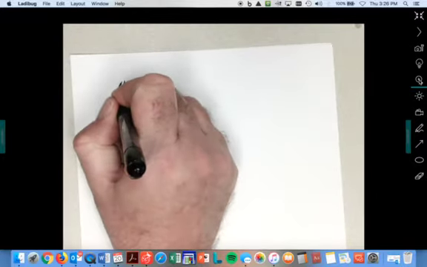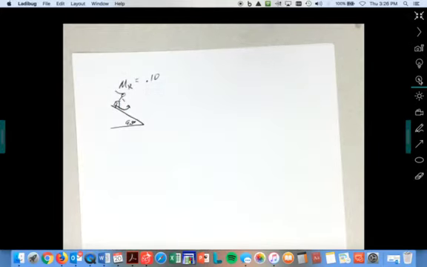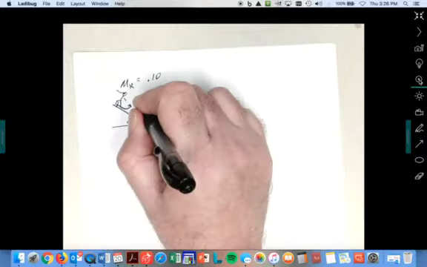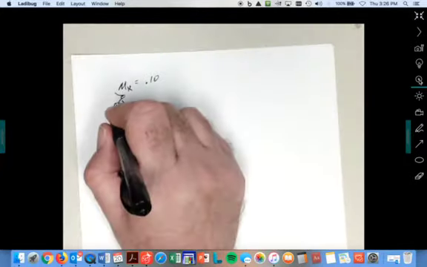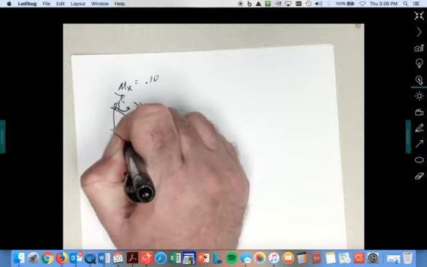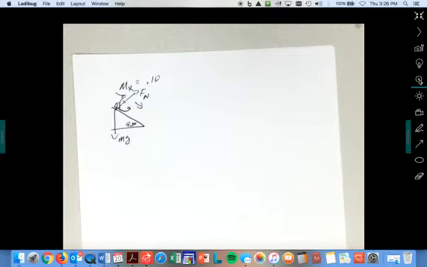Did they give us a mass? No. When they don't give you a mass, that means it's probably going to all cancel out. So here's my skier going down the slope here, and it has an acceleration. mg is going down. Normal force is going this way. We need to find all that stuff to be able to find the acceleration.